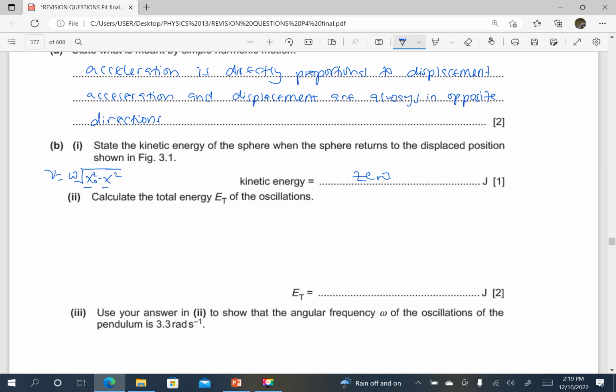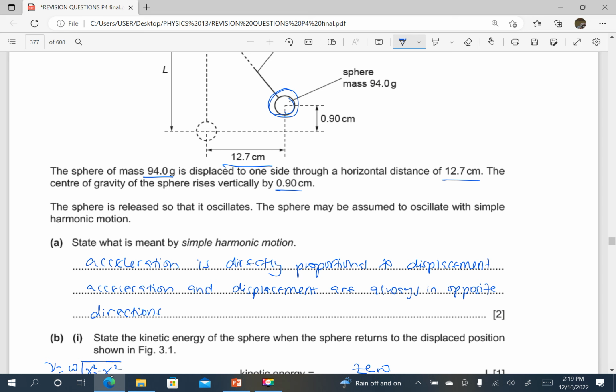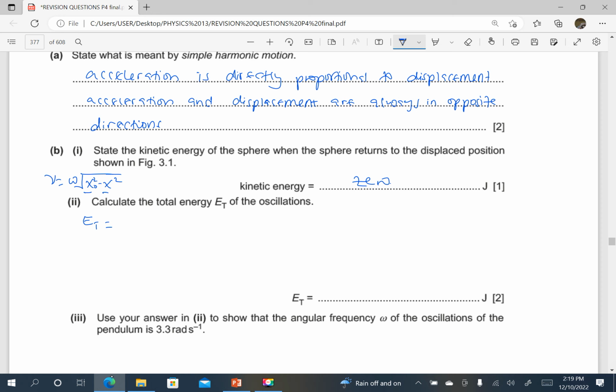Calculate the total energy of the oscillations. So total energy is still going to be the same as potential energy, because at maximum height the potential energy is going to be equal to mgh. So total energy is equal to the maximum potential energy, which is going to be mgh.